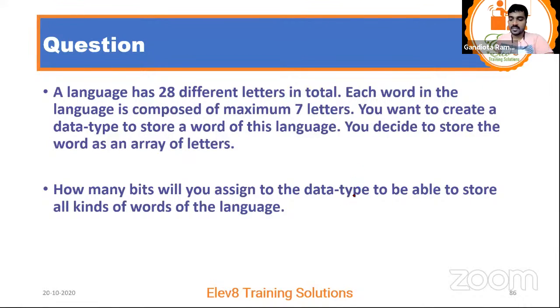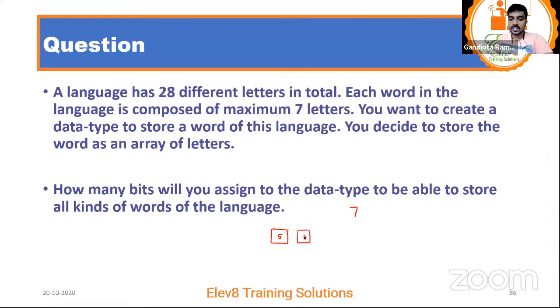7 letters, right? మీరు 7 letters form చేయాలి. Each letter, how many combinations it has? 28 different letters అన్నప్పుడు, so you need 2 power 5 bits per each letter మా. ఓకేనా? ఇక్కడ 7 letters లో each letter కి you need 5 bits.